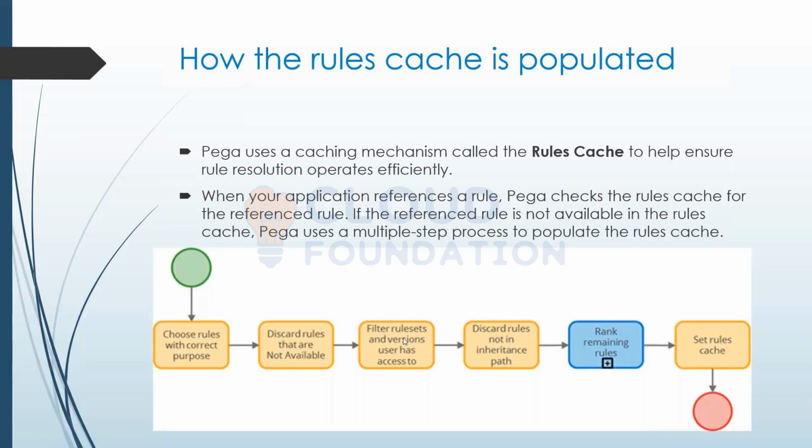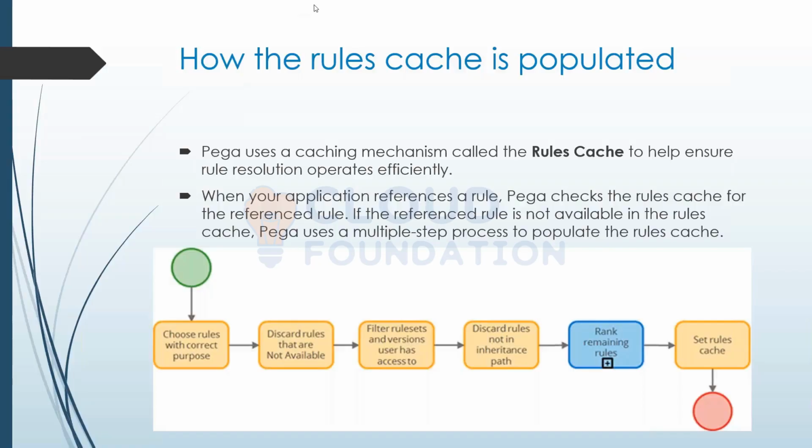Again, I have to check whether the user has access to that particular rule set and version or not. Again, a few of those would get eliminated here. Then discard rules that are not in the inheritance path. I should discard rules that are not part of my ancestor tree. Then finally, I would rank the rules, and then I would set the cache. This is how the process is going to be.